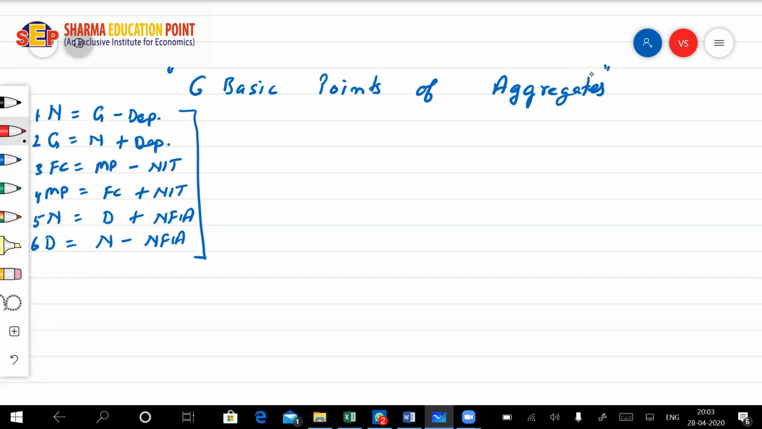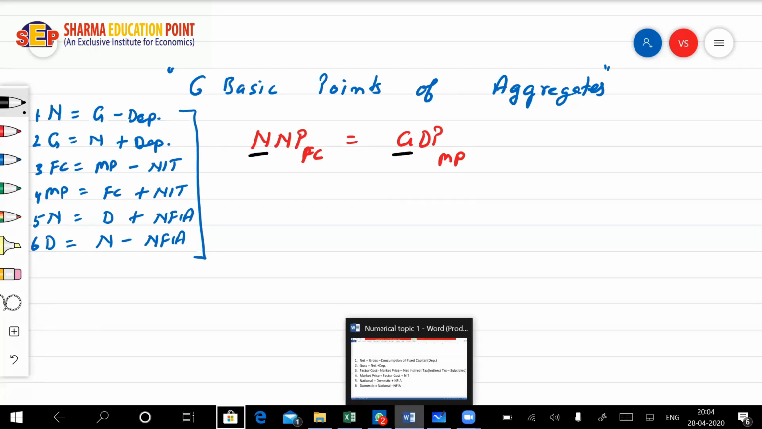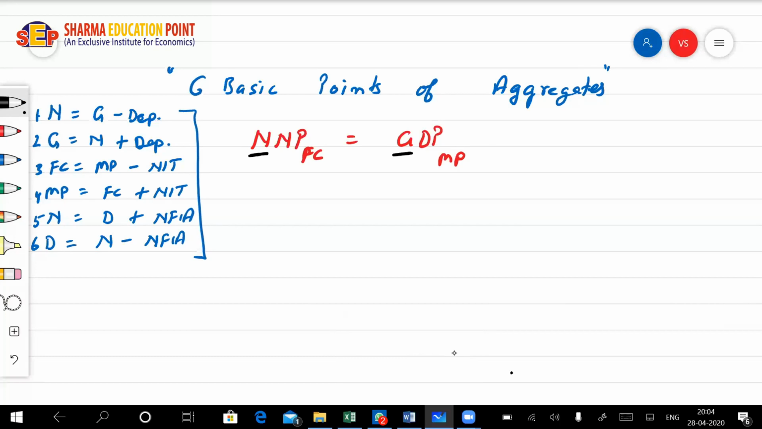Suppose you need to calculate net national product at factor cost, and there is given gross domestic product at market price. So first of all, just try to concentrate. Look at the first letter of both. First letter here it is given net. Here this is gross. NG. So look at only the first point, NG, and the same pattern should be written here in points 1 to 6.